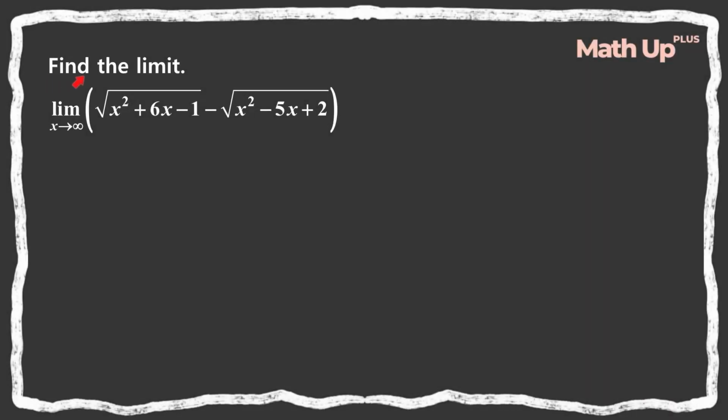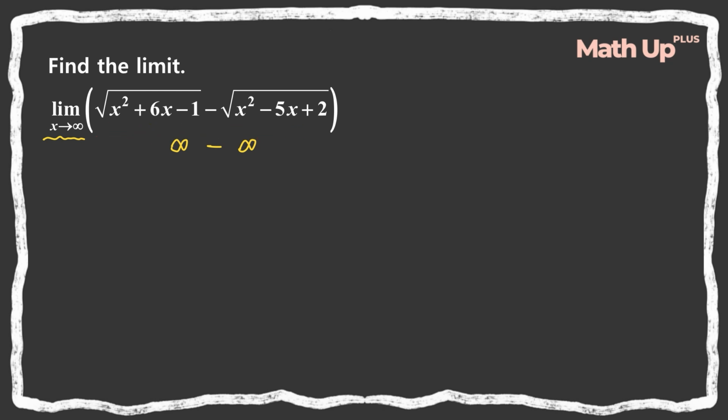The question is to find the limit. Here we have the limit as x approaches infinity. If we substitute infinity here and here, then that's going to be infinity minus infinity, and that's an indeterminate form. So we're going to have to rationalize this expression before we find the value of the limit.